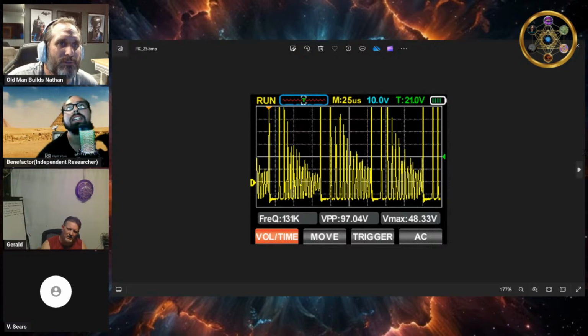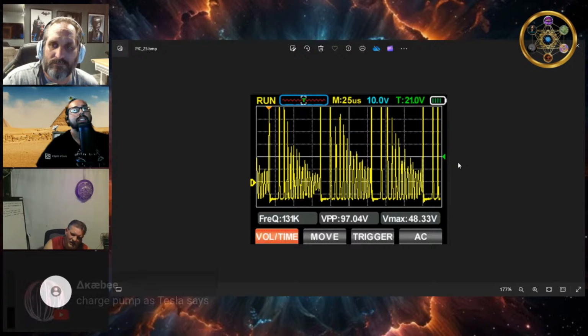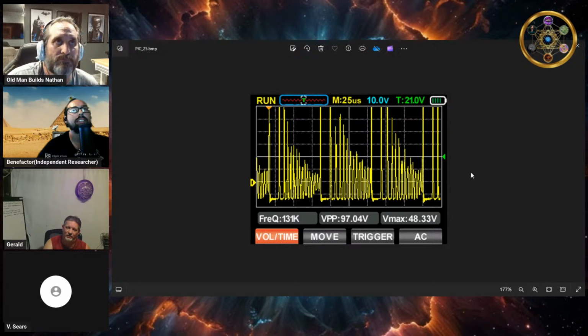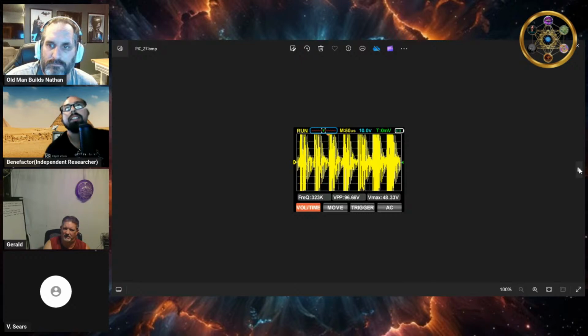So that is that reactor core coil, the one that has just the one pickup on the outside. I was only using 10K on a pulse on this, and I was getting 131K and 97 volts peak to peak. And I was only using a 12-volt battery. So I've got waveforms that are insane.